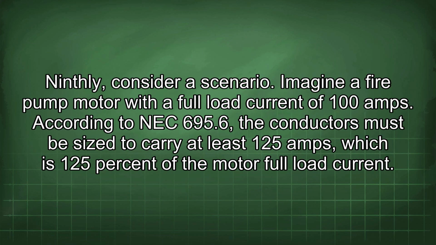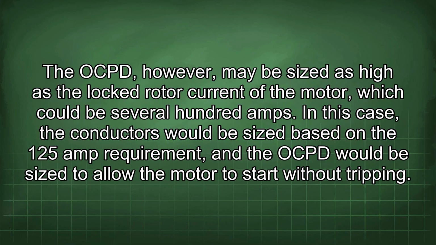Ninthly, consider a scenario. Imagine a fire pump motor with a full load current of 100 amps. According to NEC 695.6, the conductors must be sized to carry at least 125 amps, which is 125% of the motor full load current. The OCPD, however, may be sized as high as the locked rotor current of the motor, which could be several hundred amps. In this case, the conductors would be sized based on the 125 amp requirement, and the OCPD would be sized to allow the motor to start without tripping.